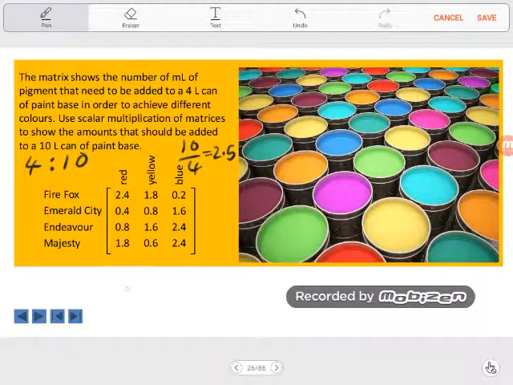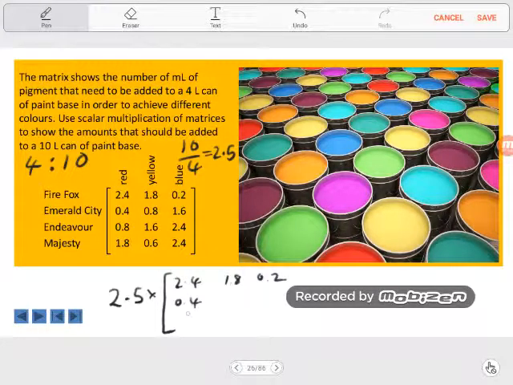So we just multiply this matrix by 2.5. Oop, haven't given myself much room here. I'll squeeze this in. So you might want to try this on the calculator. Pause now and try it. Then I'll do it.